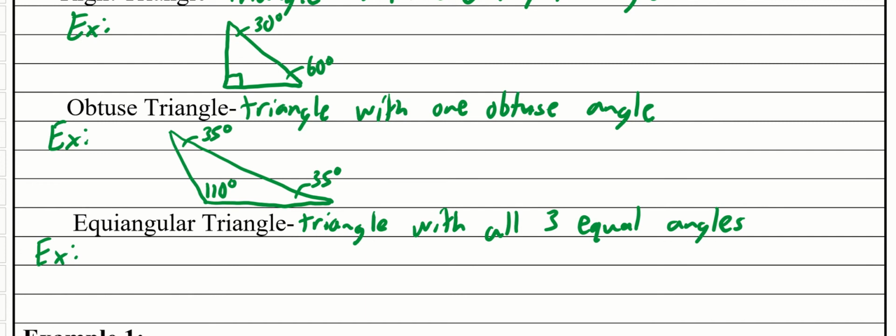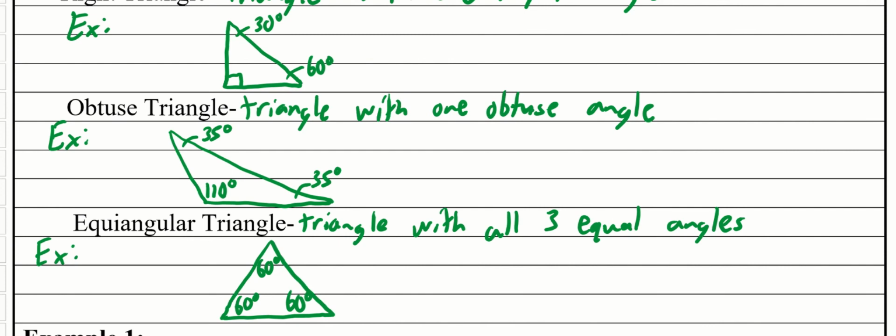We want all the angles to be the same. So I'll draw a triangle that looks like this. And one other thing as well: we know all the angles have to add up to 180. So if all the angles add up to 180 here, and there's three of them, then if I divide 180 by 3, each one has to be 60 degrees.